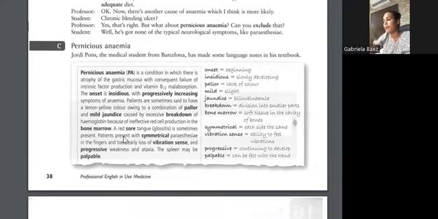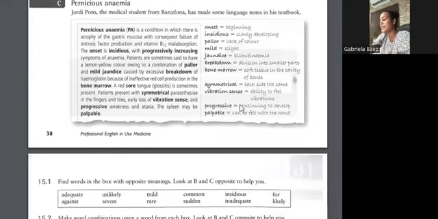Patients present with symmetrical paresthesia in the fingers and toes, early loss of vibration sense, and progressive weakness and ataxia. The spleen may be palpable. Onset: beginning. Insidious: slowly developing. Pallor: lack of color. Mild: slight. Jaundice: bilirubinemia. Breakdown: division into smaller parts. Bone marrow: soft tissue in the cavity of bones. Symmetrical: each side the same. Vibration sense: ability to feel vibrations. Progressive: continuing to develop. Palpable: can be felt with the hand.